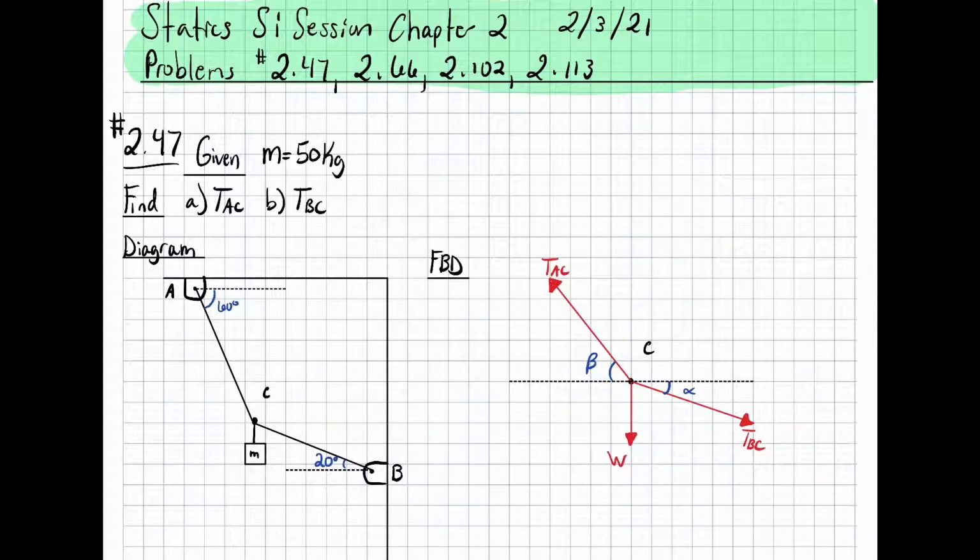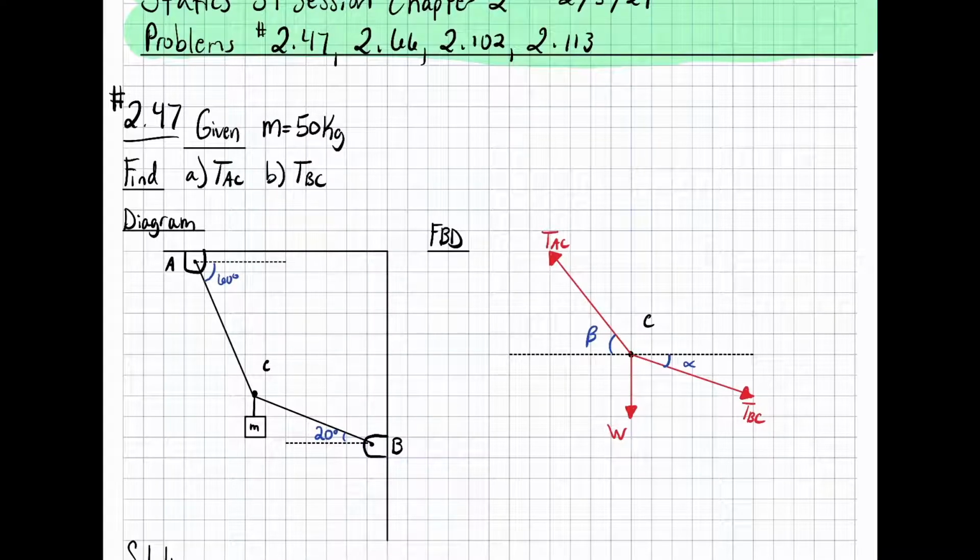So starting off, we're going to go at 2.47. 2.47 is a two-tension cable problem, tension at A and B, with a hanging weight at C. We have been given that the mass of the object is 50 kilograms, and they ask us to find the tension at AC and AB. To start off, we're going to draw a free body diagram. We have our main point of interest, which is C. We have tension AC, tension BC, and the weight going vertically down.